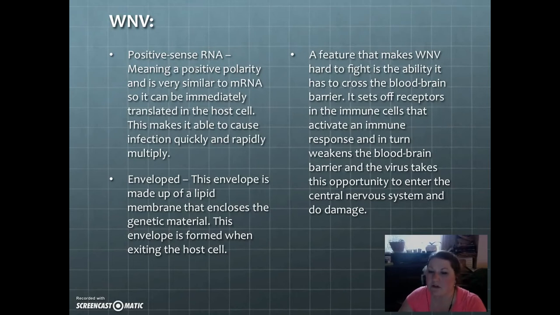One of the unique features that makes the West Nile virus hard to fight is the ability it has to cross the blood-brain barrier. When it's in the host system, it sets off the receptors in the immune cells that activate the immune response. And when they respond, the blood-brain barrier has a tendency to weaken a bit, and the virus then takes the opportunity to jump in there and enter the central nervous system, and starts to do damage.